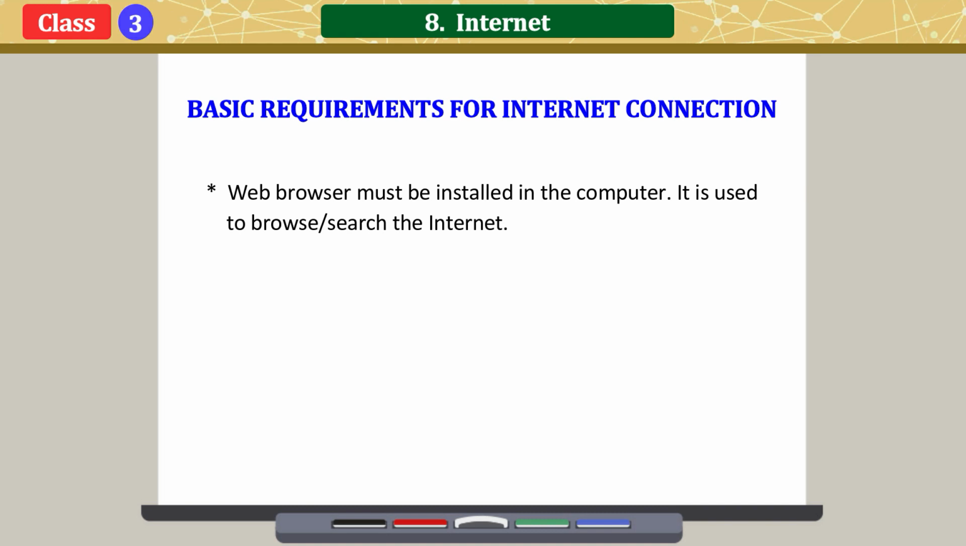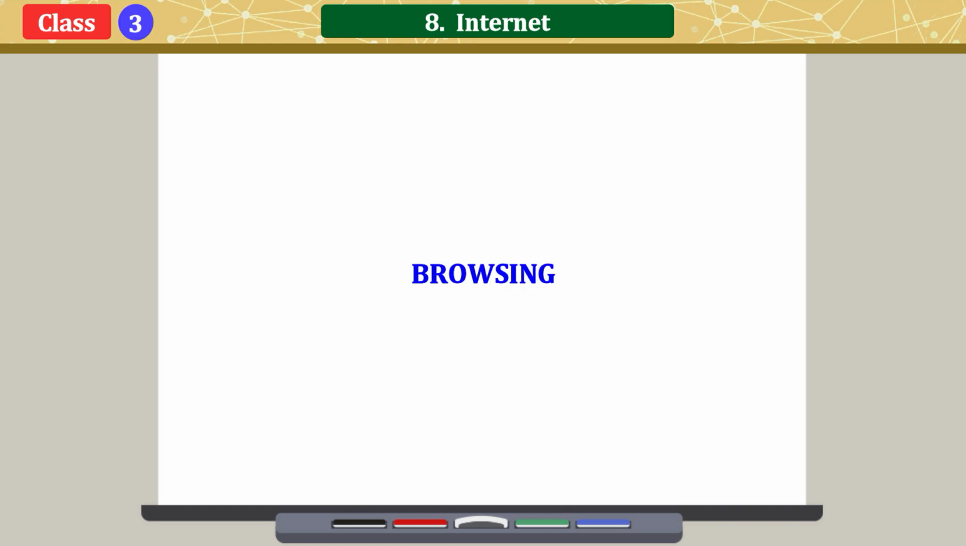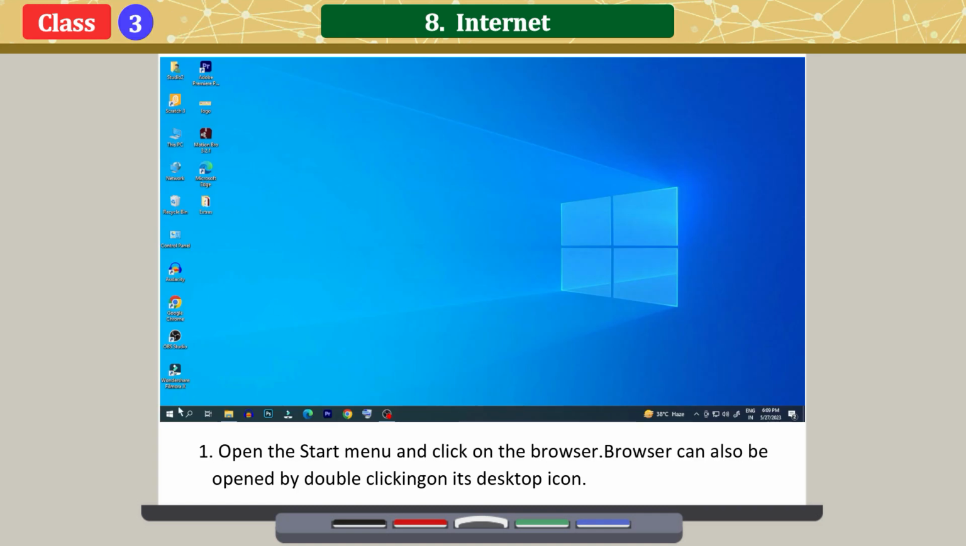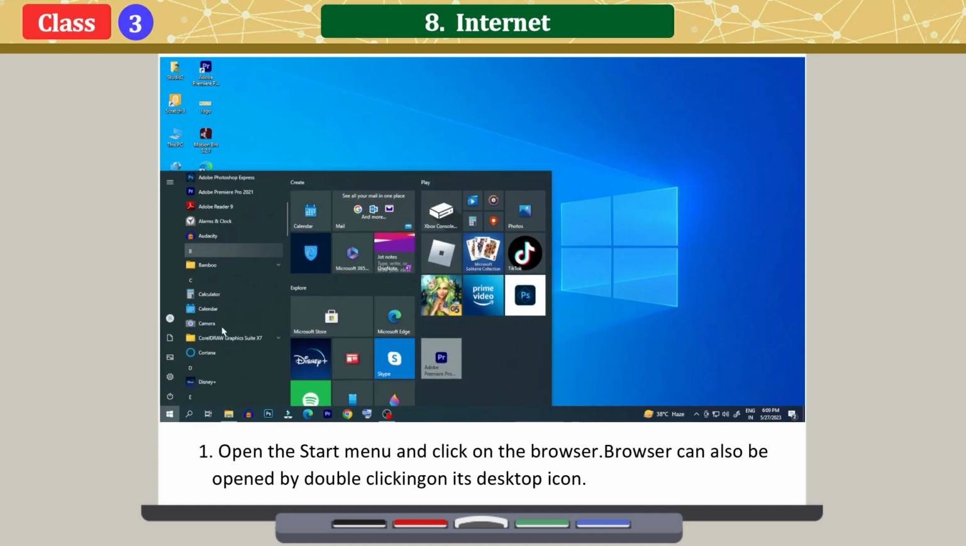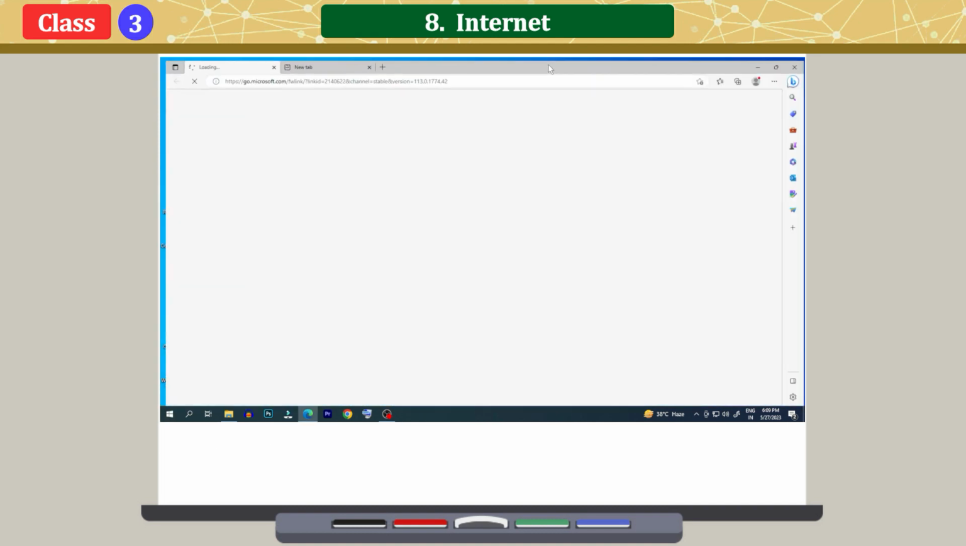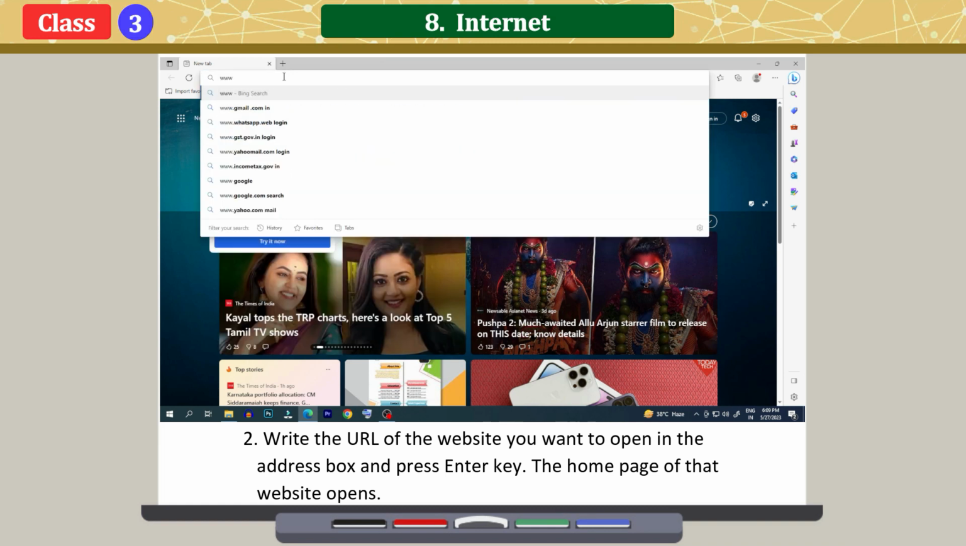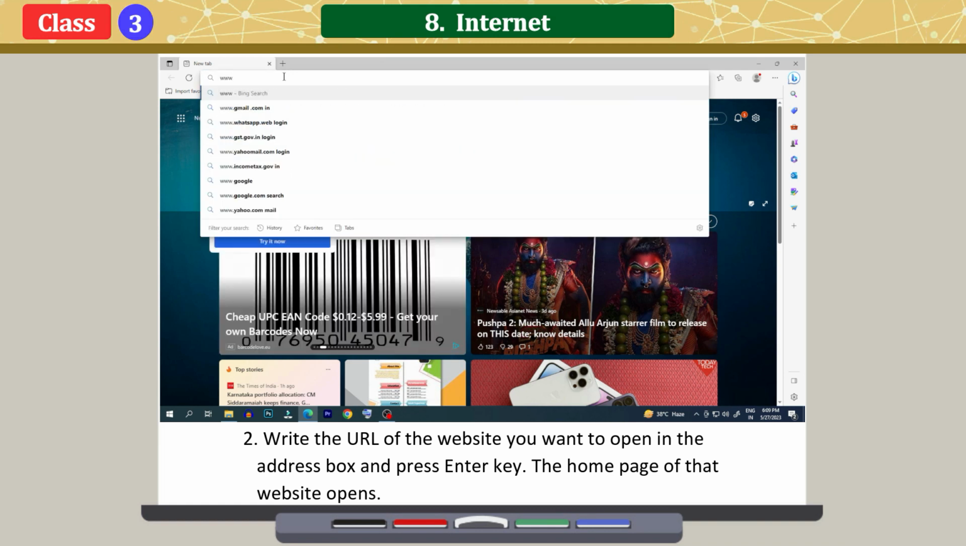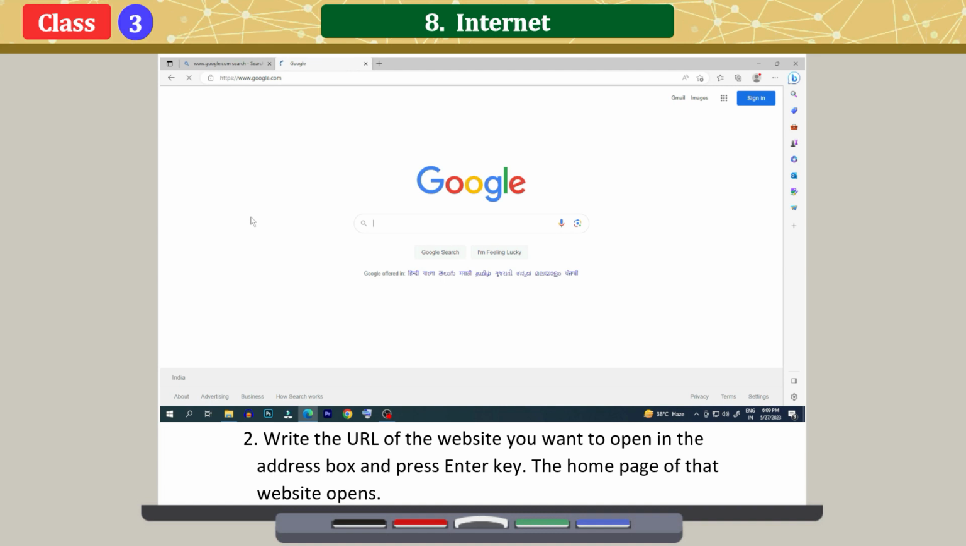Web browser must be installed in the computer. It is used to search the internet. Browsing. To start browsing. Step 1. Open the Start menu and click on the browser. Browser can also be opened by double-clicking on its desktop icon. Step 2. Write the URL of the website you want to open in the address box and press Enter key. The home page of that website opens.